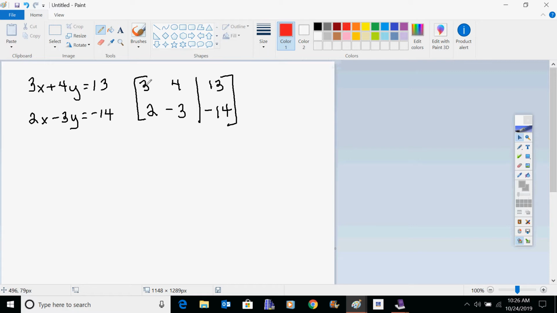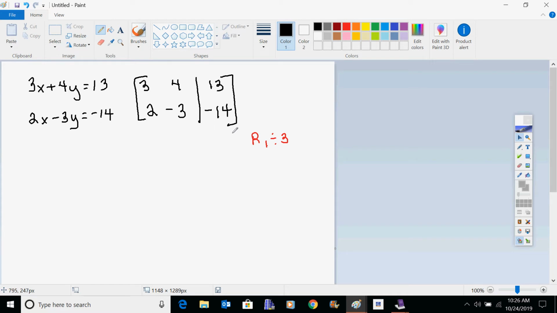Now, I said we're supposed to get 1s going down this way and a 0 here. If we're working systematically, you first want to deal with row 1. And you want to make sure you have a 1 here. So how am I going to make sure I get a 1 up here? Divide by 3. So our first row operation is we're going to take row 1 divided by 3.